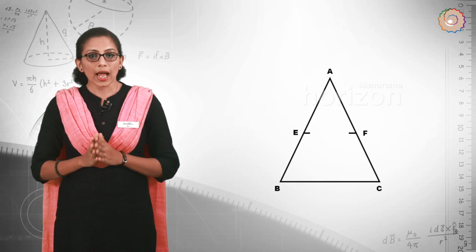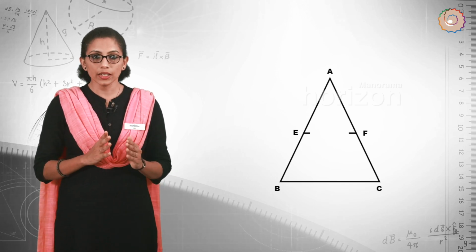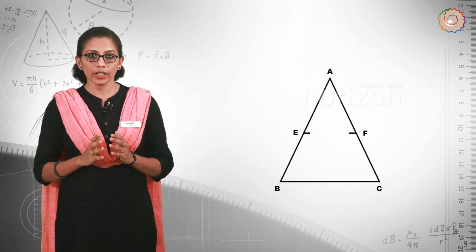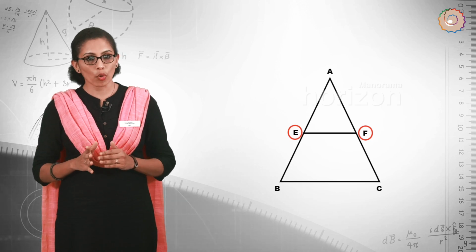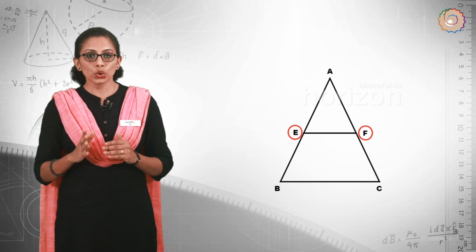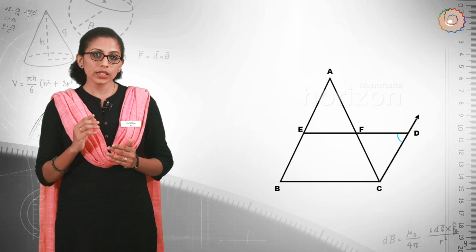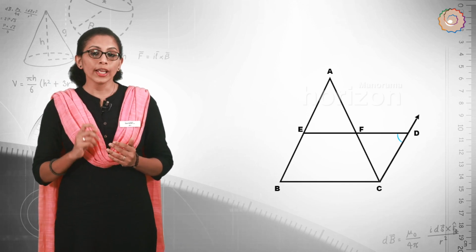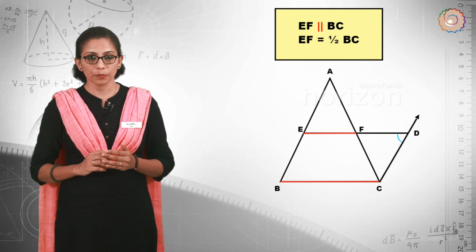Now come to the proof of the midpoint theorem. Theorem statement: the line segment joining the midpoints of two sides of a triangle is parallel to the third side and is equal to half of it. Given: ABC is a triangle where E and F are midpoints of AB and AC respectively. Construction: through C, draw a line segment parallel to AB and extend EF to meet this line at D. We need to prove EF is parallel to BC and EF is equal to half of BC.